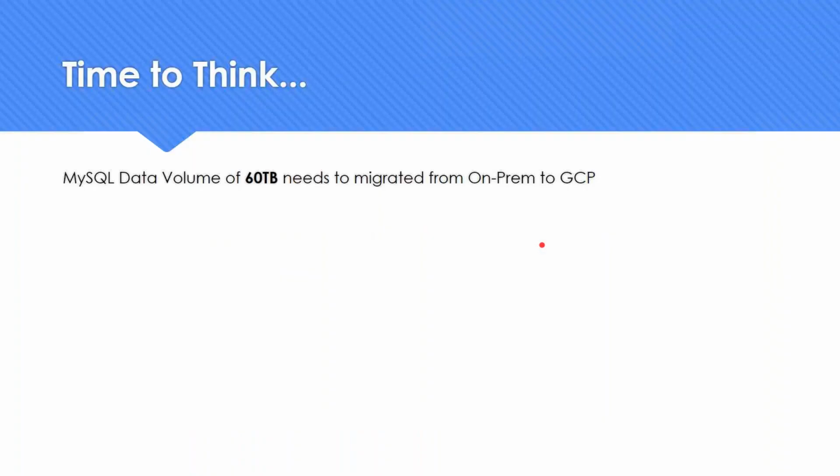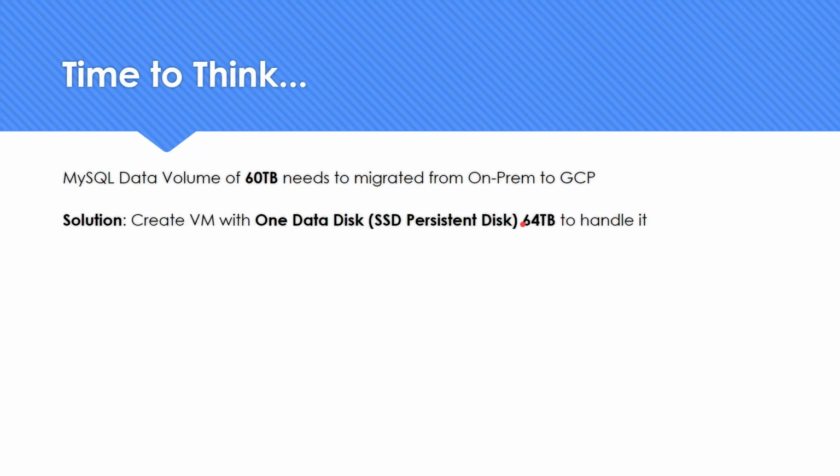So transfer appliance could be used to get the data, and have an SSD disk. Now we know SSD disk, each disk can take up to 64 terabytes. We have seen this in our virtual machine class. So one disk is good enough to handle it. Good. So that's the first option.